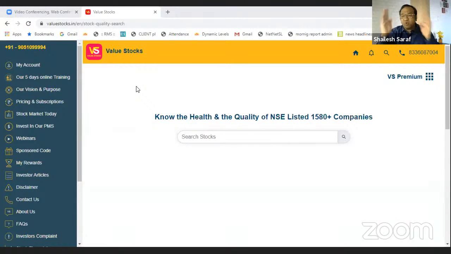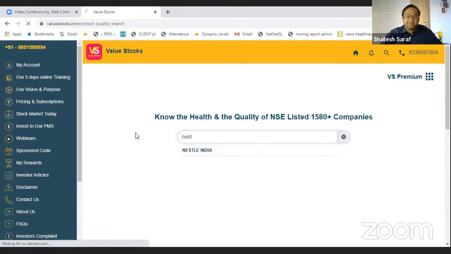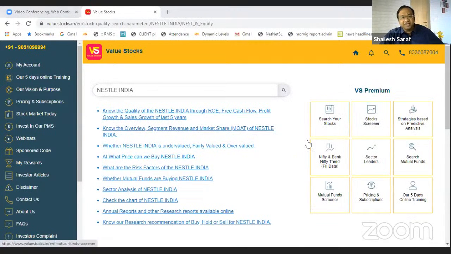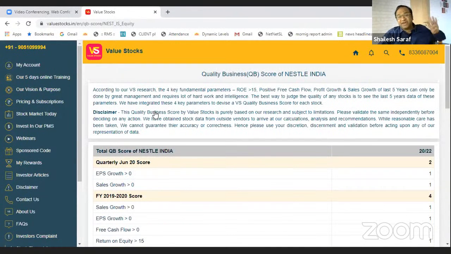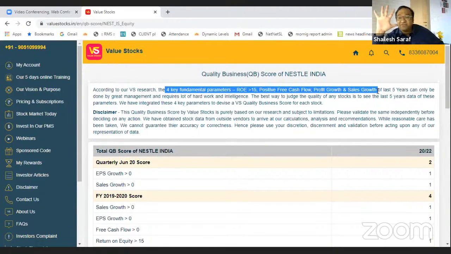So first is the quality. Let's put Nestle here. We'll go through the 4 steps so that all the questions which a customer has are answered. So Nestle. First we will know the quality of Nestle. Okay, click. So according to all the research which we have, there are 4 parameters which decide the quality, and we decide on 5 years. So I'm showing you Nestle right now.